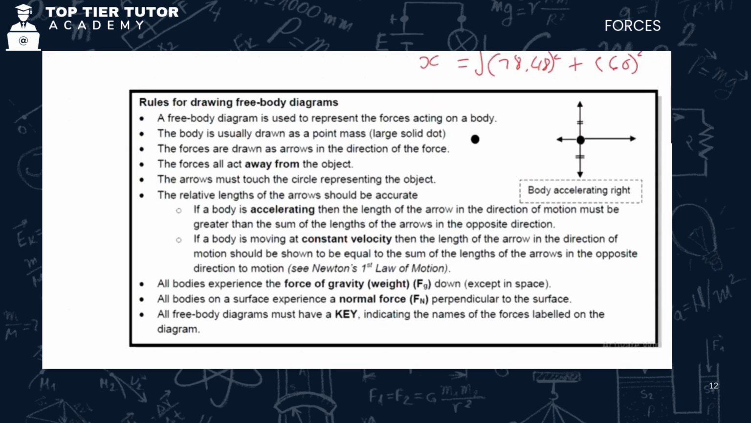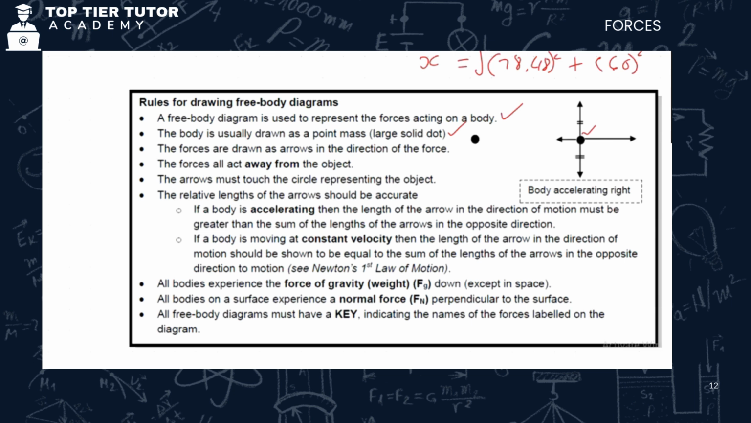These are the guidelines that we have for drawing our free body diagram. A free body diagram is used to represent forces that are acting on the body. The body is usually drawn as just a point or dot, as you can see here. The forces are drawn as arrows in the direction of the forces, so it's very important to take note of which directions the forces are going.